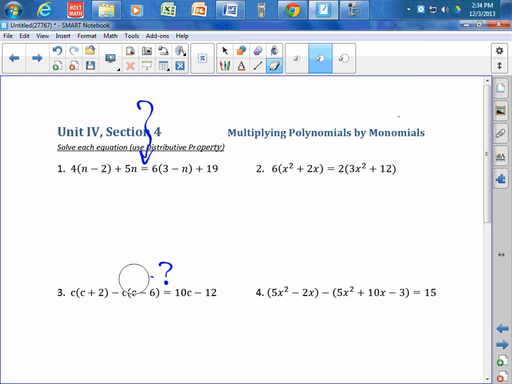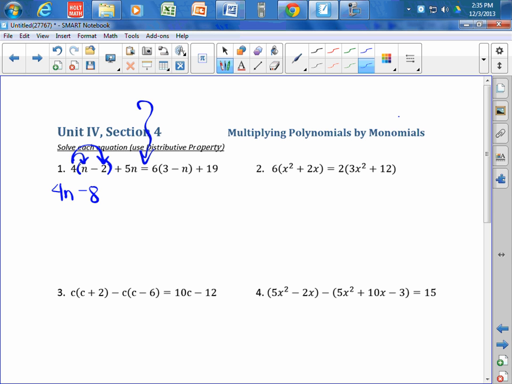Well, the first thing to do is to simplify each side. You can't do anything as long as there are parentheses in a problem. Parentheses are stoppers, they're barriers, they're the vampires. We've got to get rid of the vampires. The first level of this kind of game would be to get rid of that set of parentheses by taking 4 times n is 4n. 4 times negative 2, negative 8, plus 5n. 6 times 3, 18. 6 times minus 1n is negative 6n. The 6 is not times the 19. It's only times the parentheses, so bring down the plus 19.